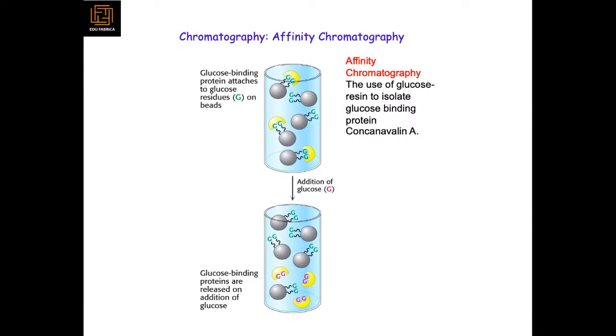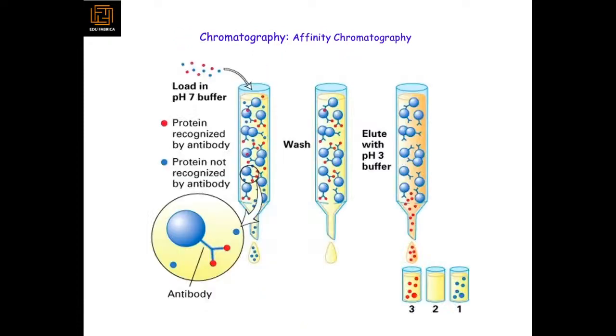This is your affinity chromatography. The use of glucose reagents to isolate a glucose binding protein, concanavalin A. So glucose binding proteins attach to glucose residues on beads. Here we can see you load your buffer at pH 7. You will have a protein not recognized by the antibody. The blue ones and the red ones will get attached to it, and then you will have these blue and red ones separated.